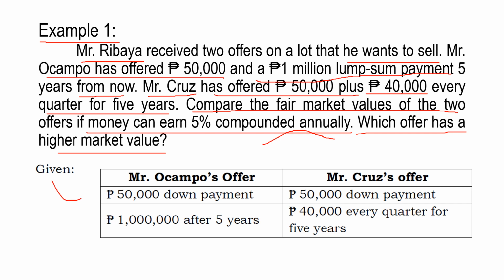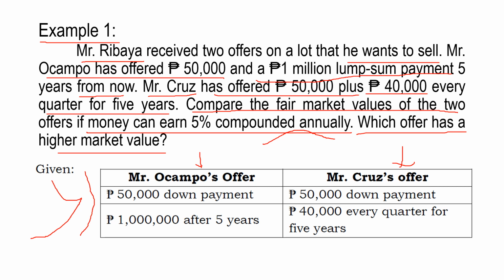So for us to visualize the given values more, we use this table to represent them by simply putting all the values related to Mr. Ocampo's offer in the first column, and in the second column, it's all about Mr. Cruz's offer. In Mr. Ocampo's offer, there is a 50,000 pesos down payment and 1 million pesos after 5 years. In Mr. Cruz's offer, there is a 50,000 down payment and 40,000 every quarter for 5 years.